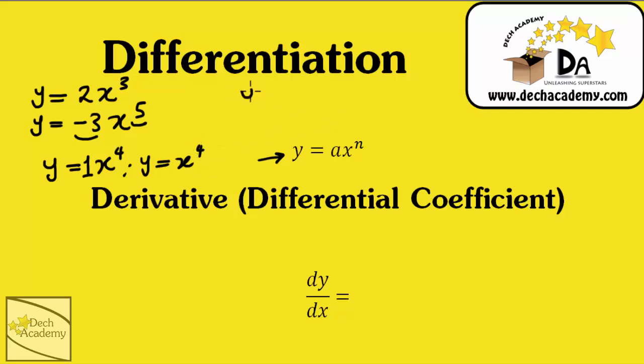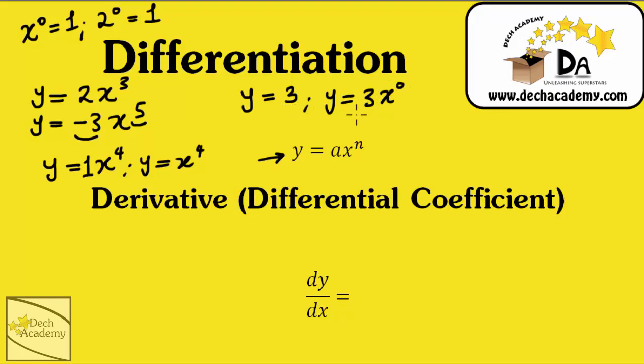I'll give you another example which may not seem like an example at first sight. y equals 3. Well, y equals 3 is the same thing as y equals 3x to the power of 0. If you've done the algebra course, you'll know from indices that any number or variable raised to the power of 0 is 1. So x to the 0 is equal to 1. 2 to the power of 0 is 1, and so on. 3 times x to the power of 0 is the same thing as 3 times 1, which is 3. So in this case, a is 3 and n is 0.